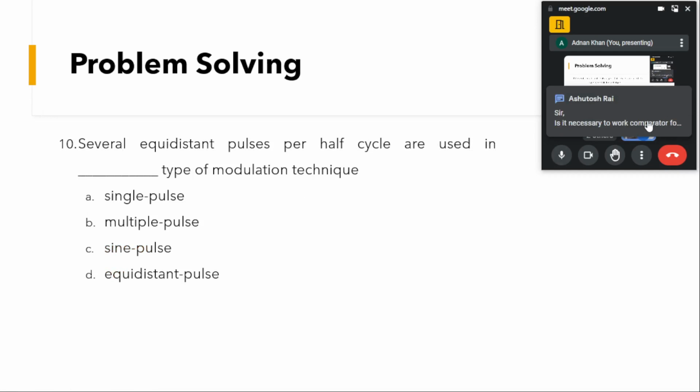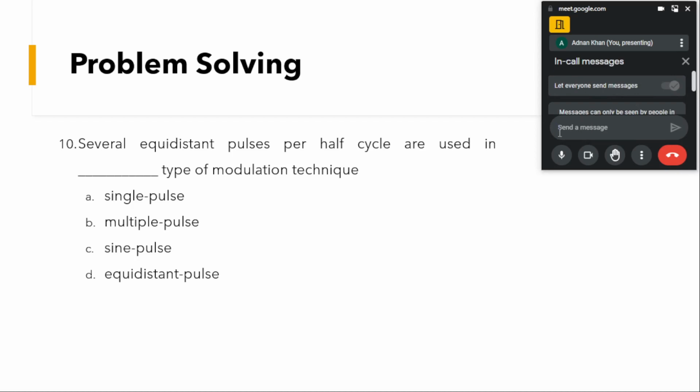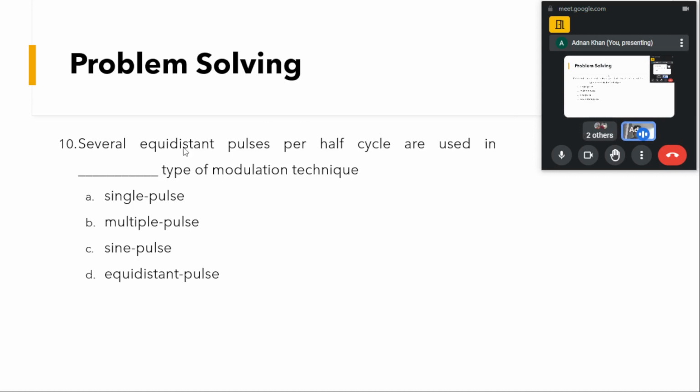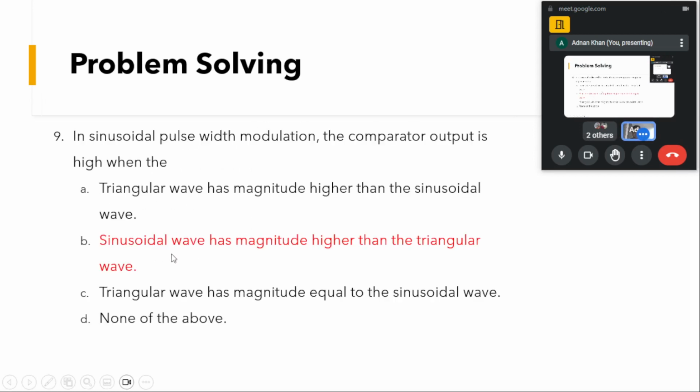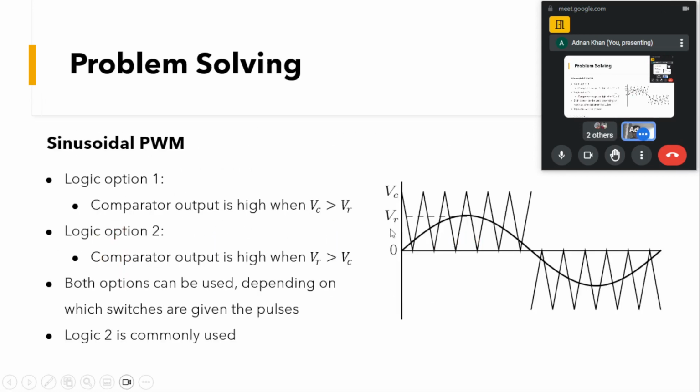Is it necessary? Just a minute. Is it necessary for the comparator to be high? That is what I said. It is not necessary. The comparator being high means the comparison is happening, and we want to generate the pulse.